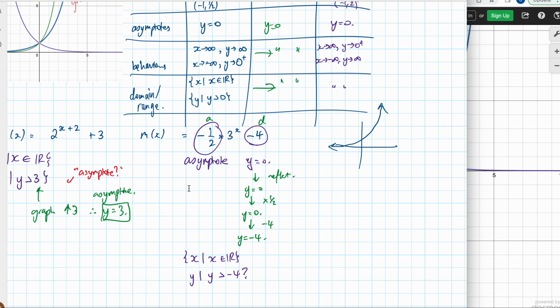Then consider what's happening. Well, you've got your key point (0, 1). Where's (0, 1) going to go? It's going to get reflected, then it's going to get halved. So it's going to go to (0, 0.5), right? Then it goes down 4, so it's (0, -3.5).